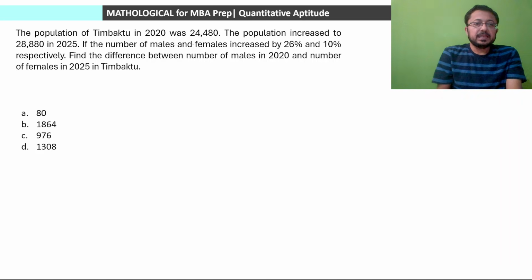Given हमें क्या है? Given है population of Timbuktu in 2020. Now 2020 में there will be males and females. So population of males as well as females in 2020 is equal to 24,480. And population increased to 28,880 in 2025. Males का population has increased by 26% and female population increased by 10%.